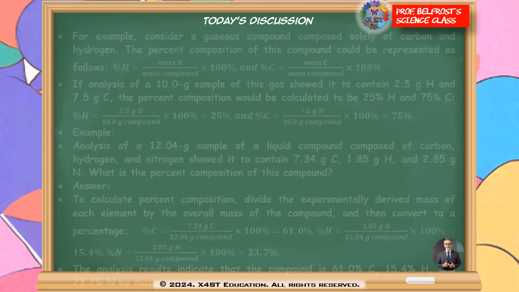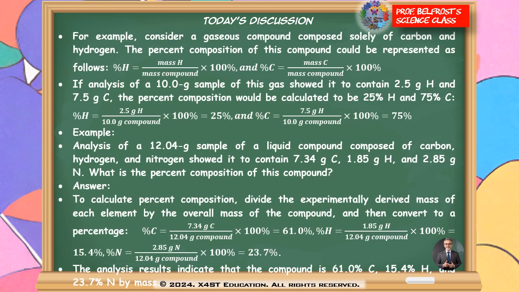So for example, say that we have a gaseous compound composed solely of carbon and hydrogen, and percent composition is as follows. Percent hydrogen is just the mass of hydrogen divided by the mass of the compound times 100%, and percent carbon is calculated likewise. Say an analysis of a 10 gram sample of this gas shows that it contains 2.5 grams of hydrogen and 7.5 grams of carbon. Then the percent composition, as calculated in the slide, shows that this gas is 25% hydrogen and 75% carbon.